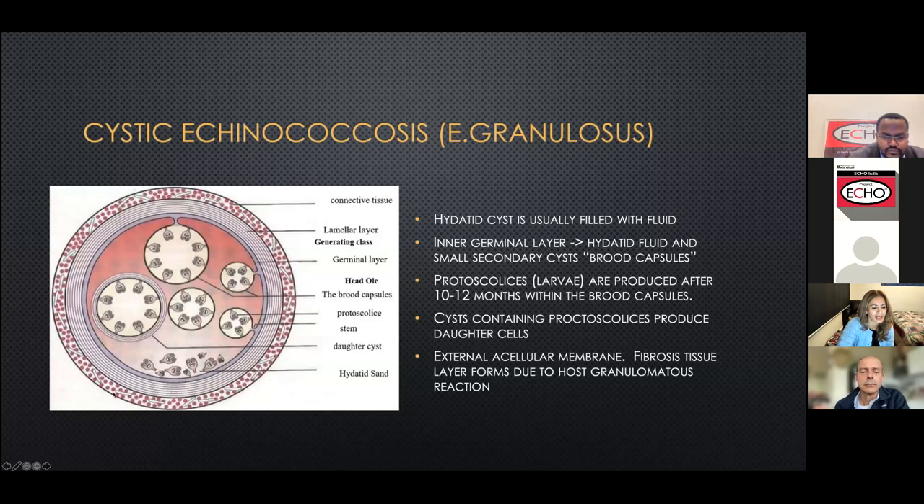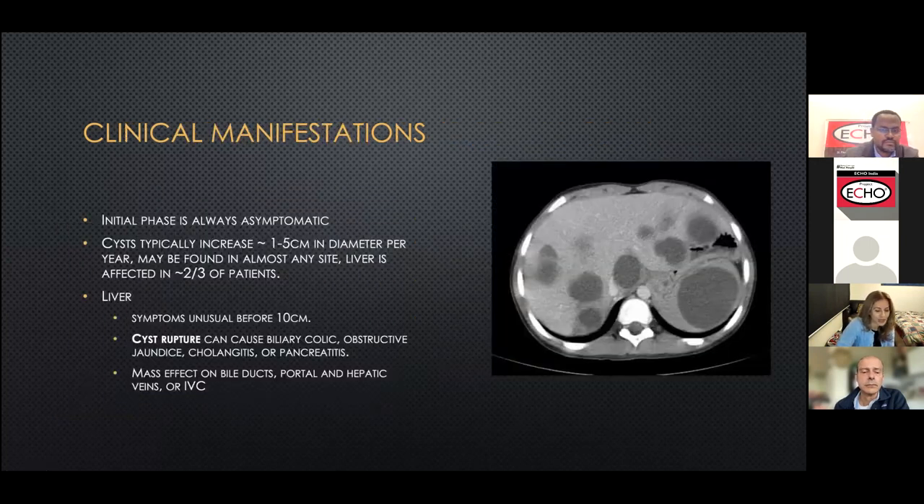They can be found in almost any site with the liver being affected in 2/3 of patients. It's really rare to see symptoms in granulosis before 10 centimeters of size. But the cyst can rupture, and depending on where it is, it can cause biliary colic or obstructive jaundice. It can even cause pancreatitis. And then there can be mass effects on the bile ducts or the portal or hepatic veins or even the IVC.